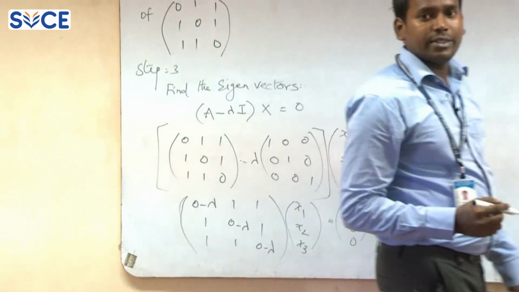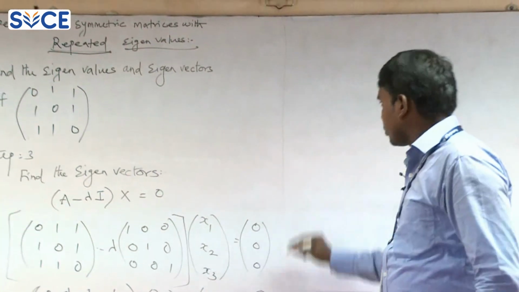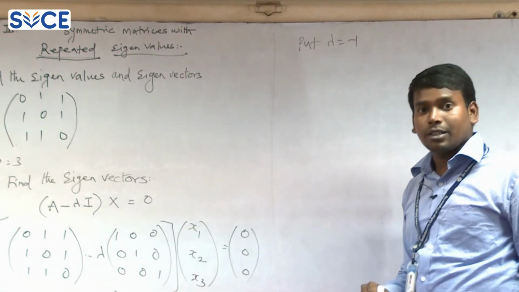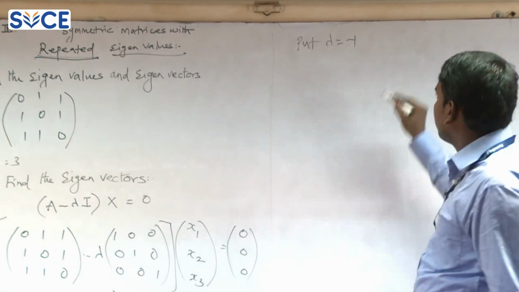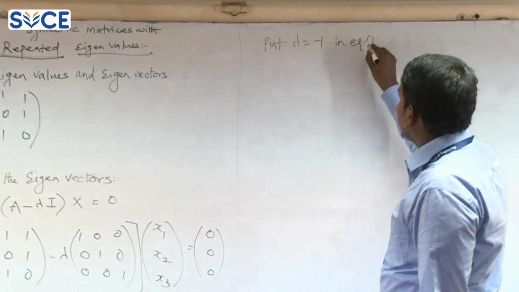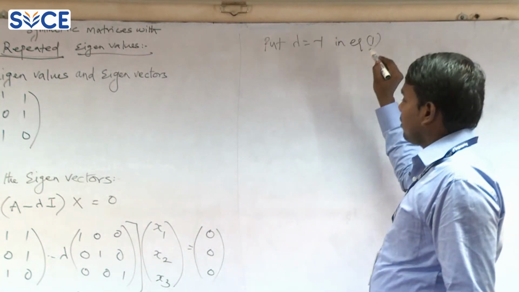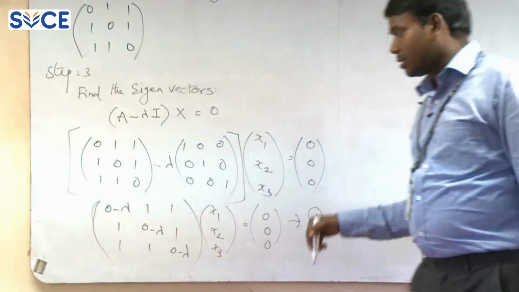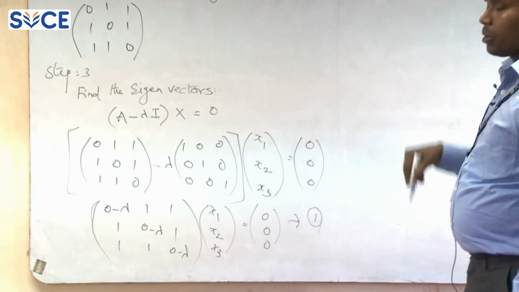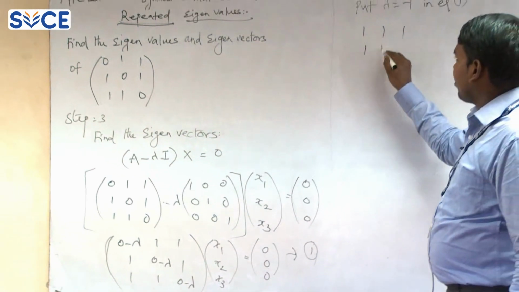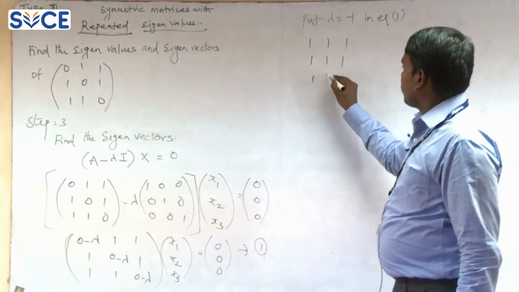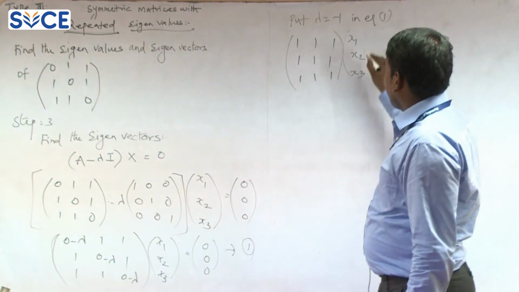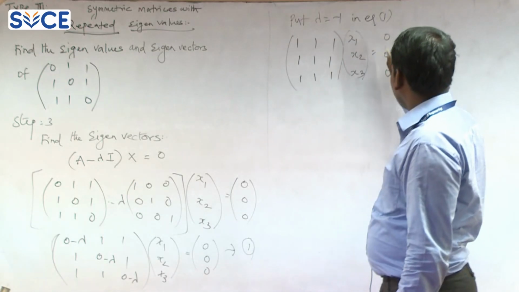Now I am going to find your first eigenvector. The first eigenvalue is lambda equal to minus 1. The first 2 eigenvalues are repeated, that is minus 1, minus 1. Put lambda equal to minus 1 in equation 1. Minus into minus becomes plus. So the first row becomes 1 1 1, second also the same 1 1 1, third also the same 1 1 1, into x1, x2, x3 equal to 0, 0, 0.